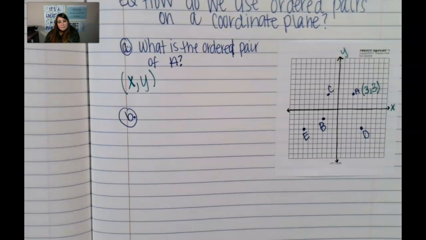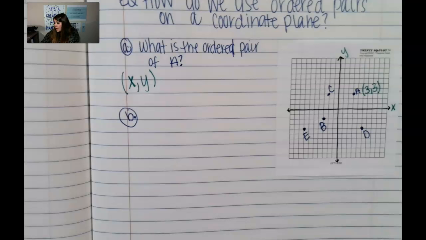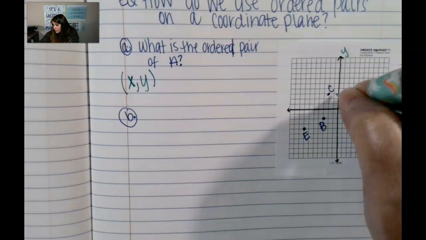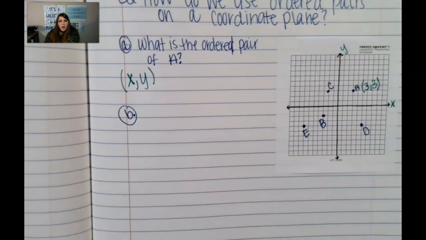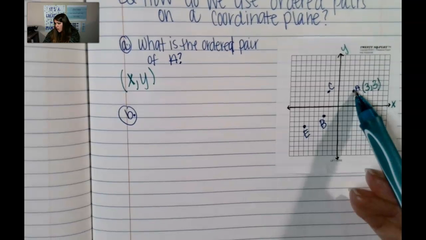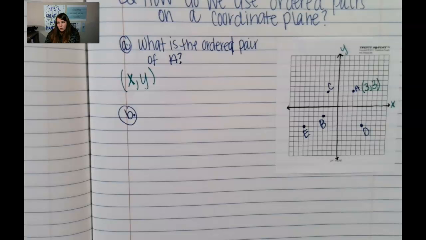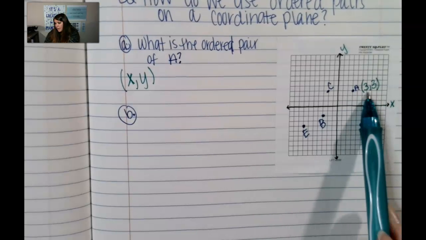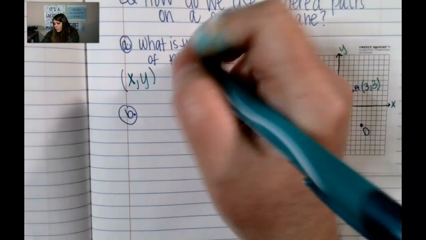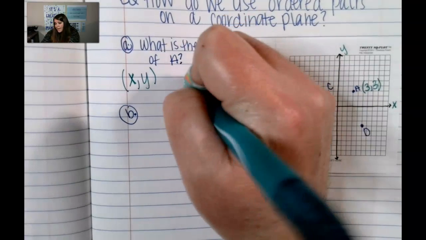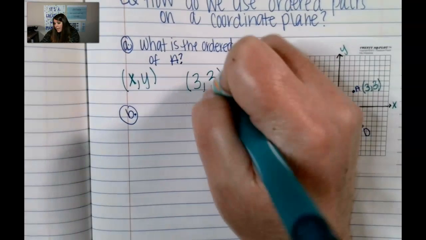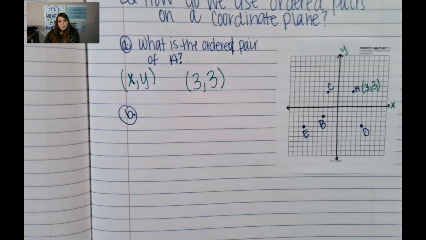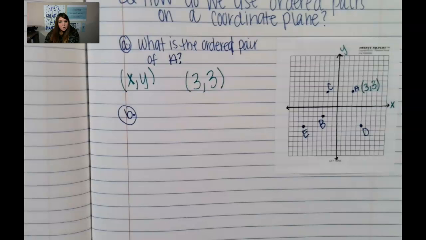Notice I didn't make any lines. I didn't draw a line up and draw a line over. I only looked at the little dot at point A and called it 3, 3. So the ordered pair is the X-axis first, followed by the Y-axis, which is 3, 3. That is the address for that dot.